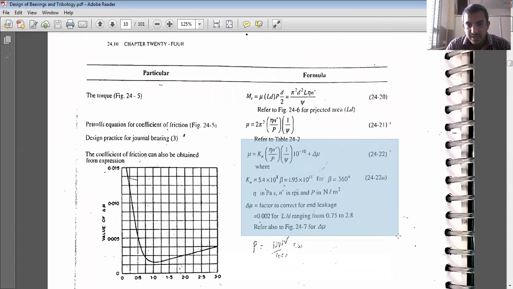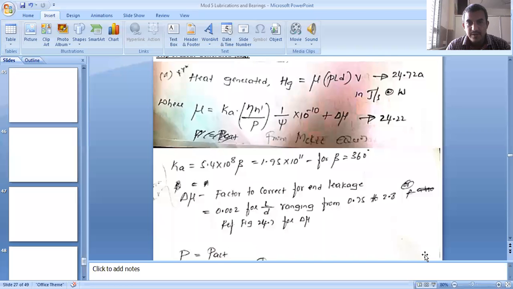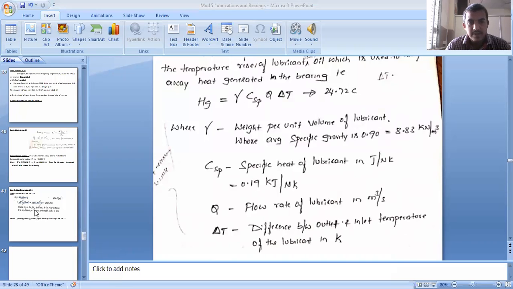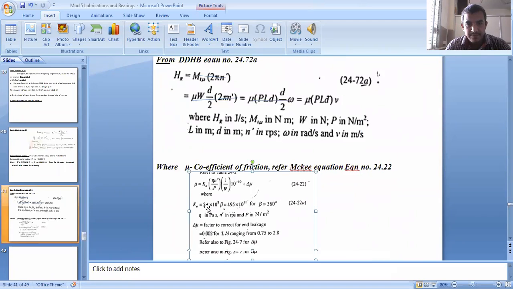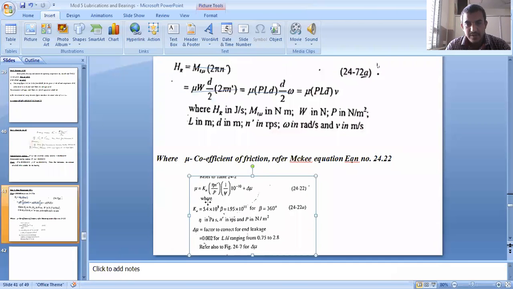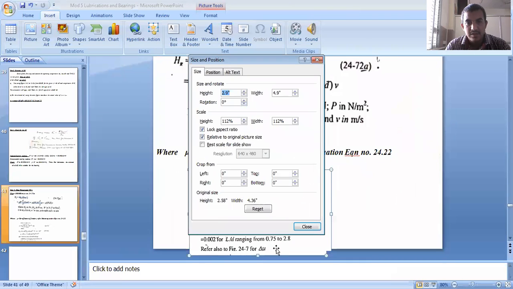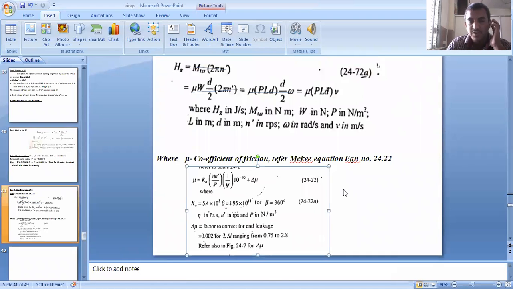Now in this, take all this. If it is visible, give me confirmation. As now you go for record. Yes. Yes, now refer the equation 24.22.